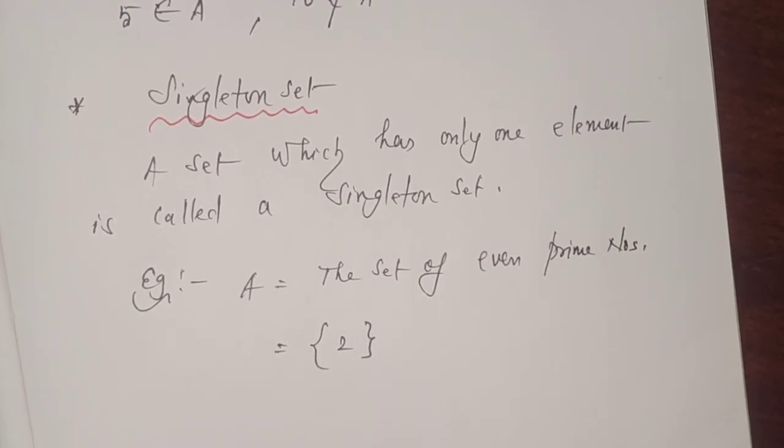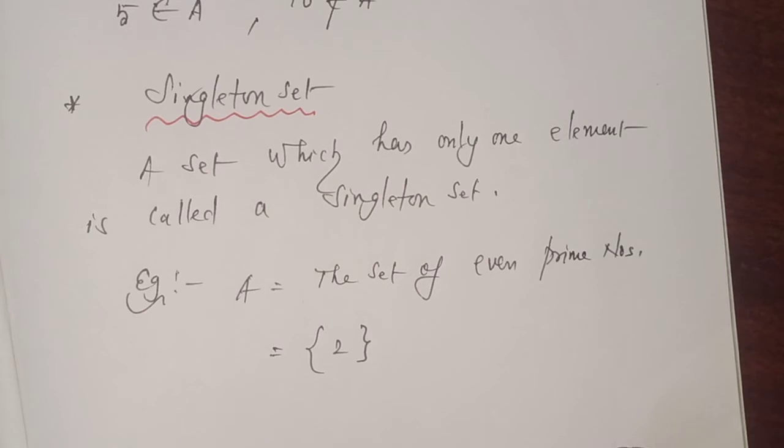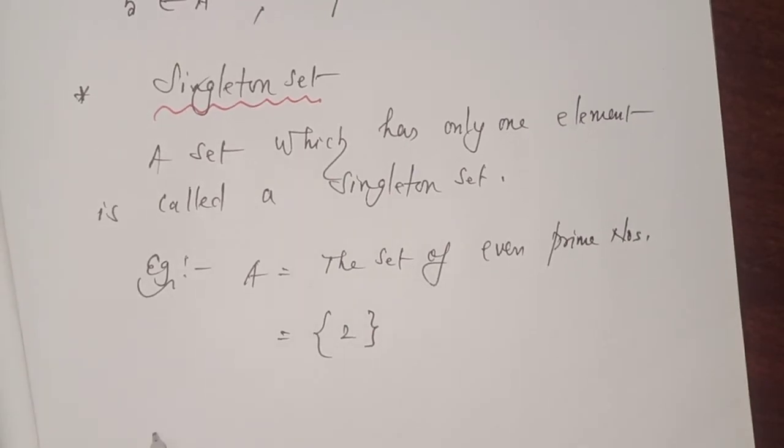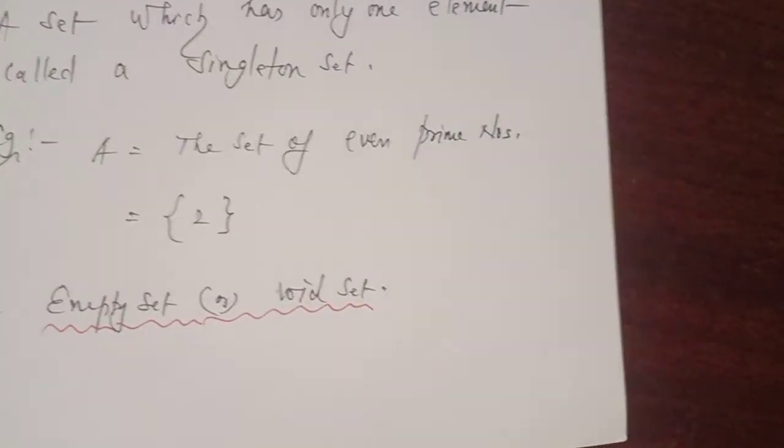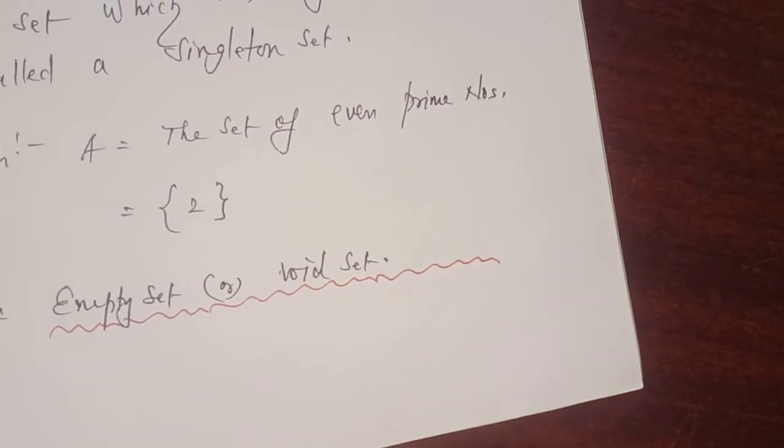Okay, already told about that, the empty set. Empty set means a set which doesn't have any element. Empty set can also be called a void set. Another name for empty set is void set. Or you can say null set.